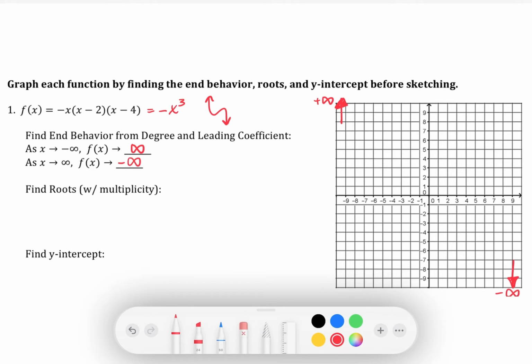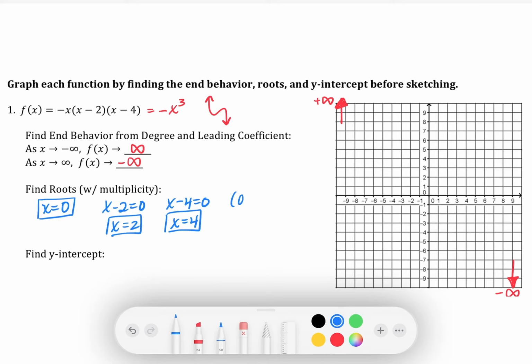So step 2 is find roots. Find the roots with their multiplicity. Now this is already given to us in factored form. 1, 2, 3 separate factors. We're going to set each one of these equal to 0 to find our roots. So the first one is just x equals 0. The second one, x minus 2 equals 0. Add 2 to both sides. x equals 2. The next one, x minus 4 equals 0. Add 4 to both sides. x equals 4.